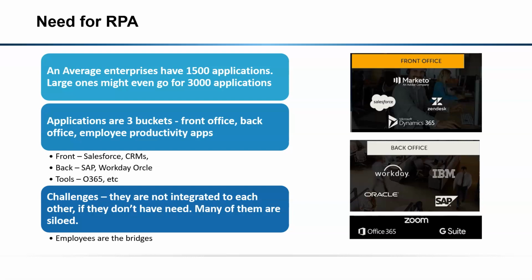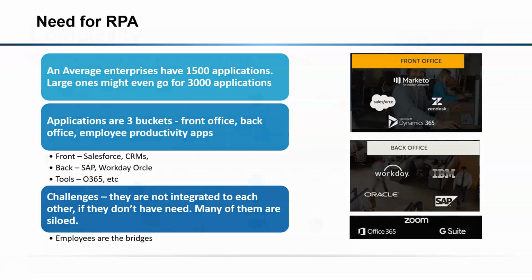The challenge is that not all these applications are integrated with each other, if there's no strong need. For example, if I get a document in an email and I want the document to be sent to an application, is it there? No. If I get an email, it will be in my inbox. I may have to download it and then upload it to some other application, unless it is integrated by automation technologies, what we're talking about. So in these siloed applications, employees are acting as a bridge.